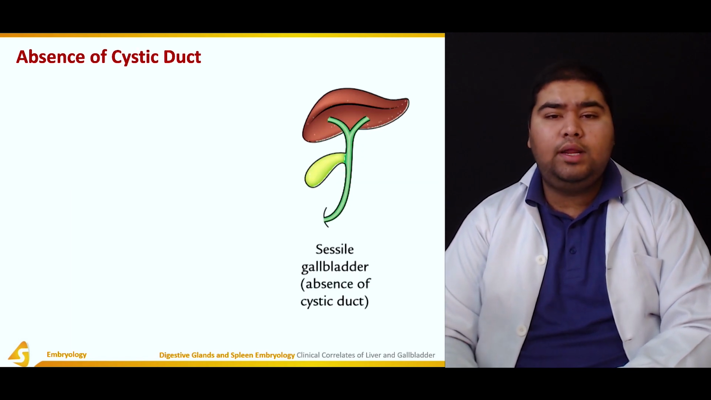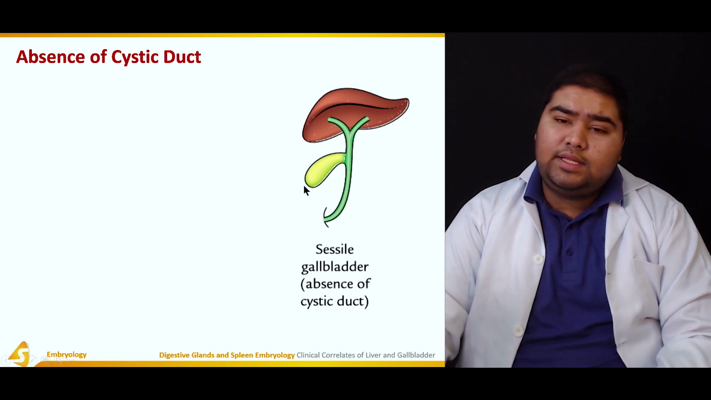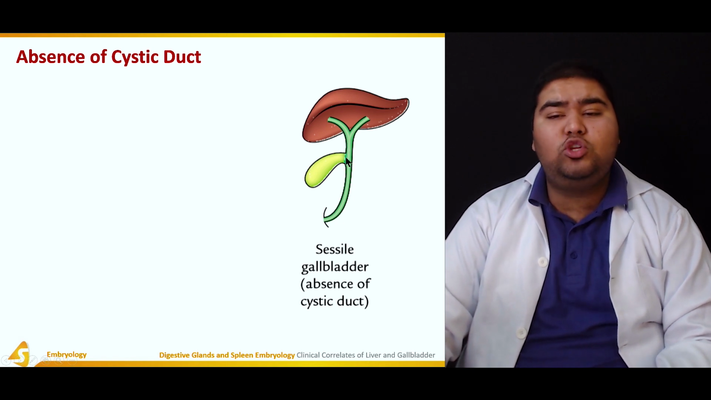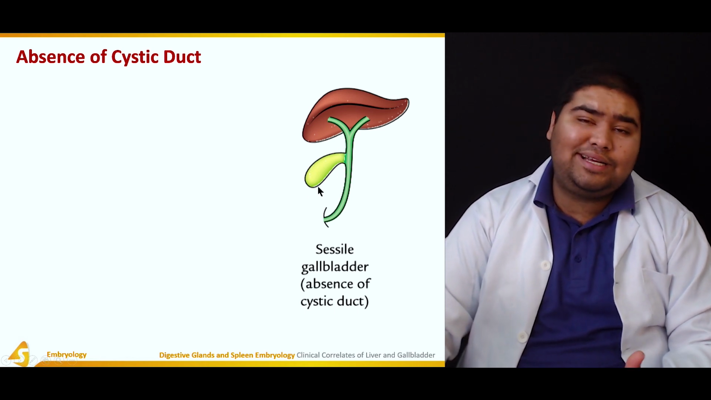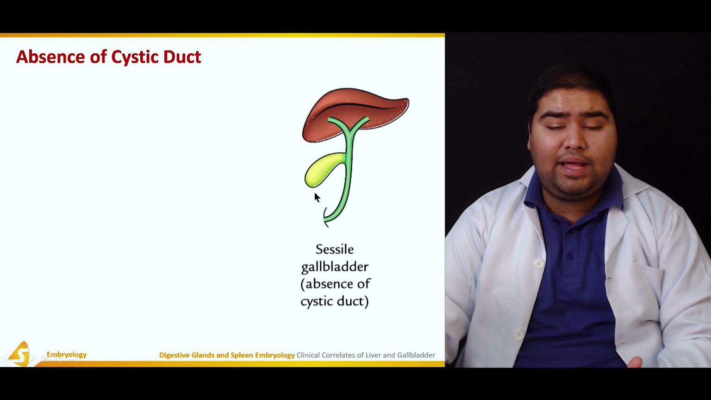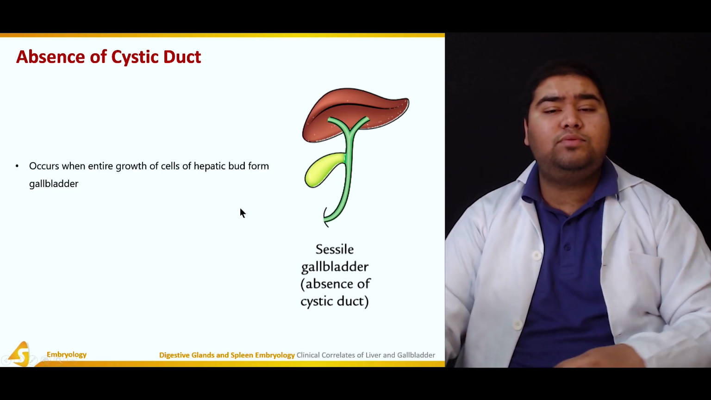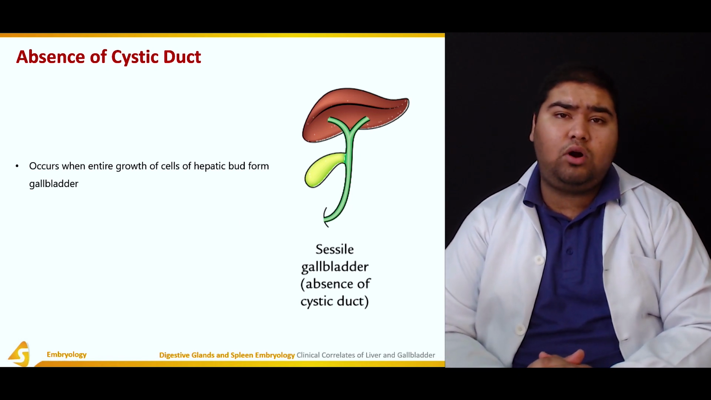So moving on, absence of cystic duct. Here you can see this gallbladder is directly attached to the bile duct, and there is no cystic duct. Such a gallbladder that lacks a cystic duct is known as a sessile gallbladder. It does not have a cystic duct. It occurs when the entire growth of cells of the hepatic bud forms the gallbladder.